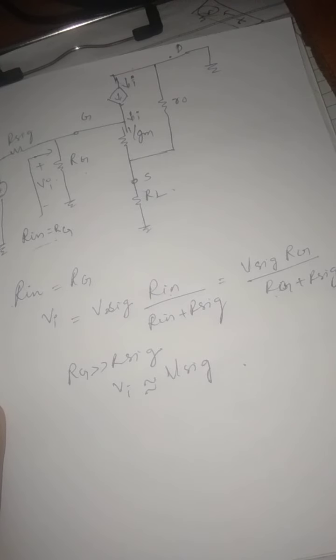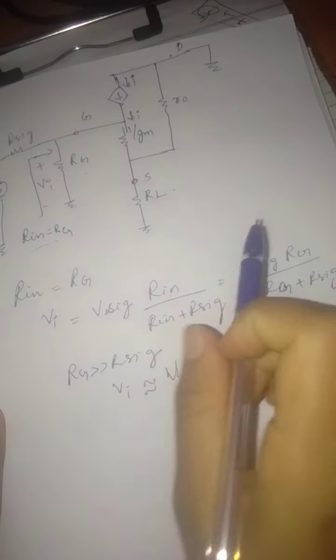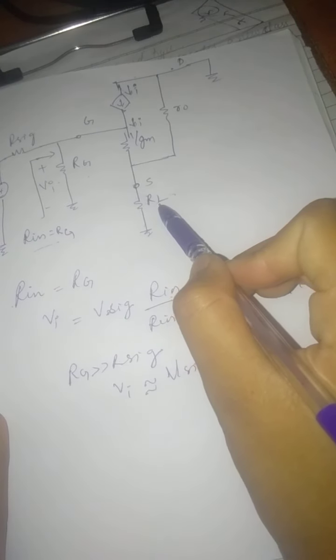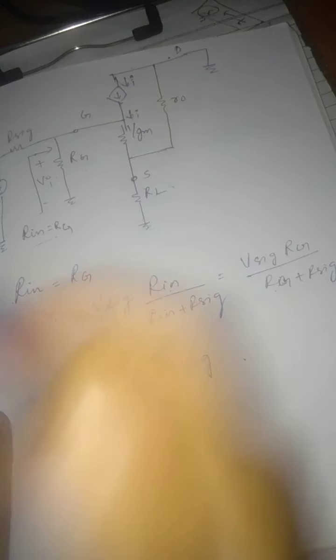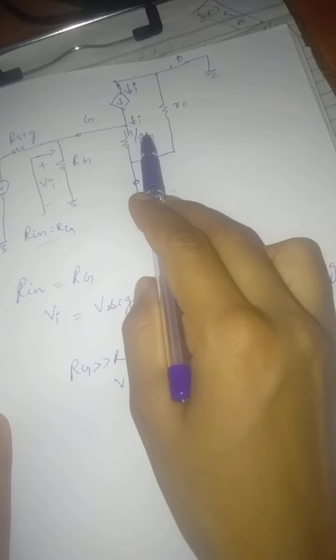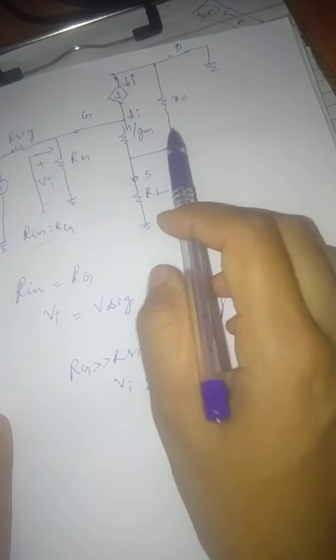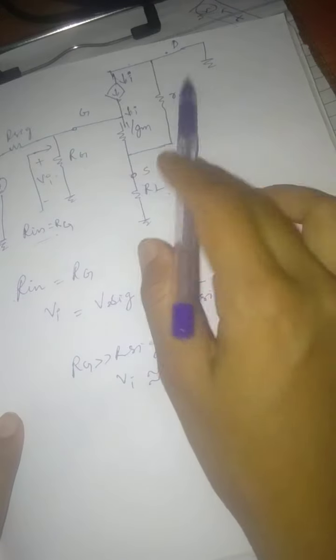Okay, so when I apply the voltage divider rule at the output part, what do I have? I have RL and R0 which are in parallel. Along with that I have another resistance. This is 1 by GM, right? So what am I going to do at input part? At output I am going to apply.